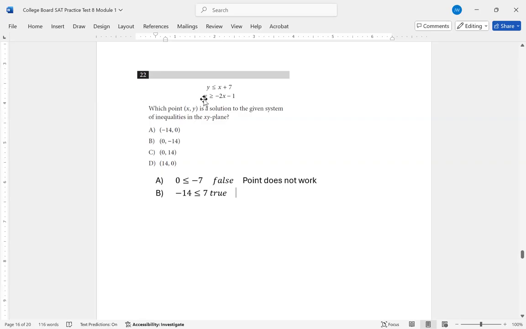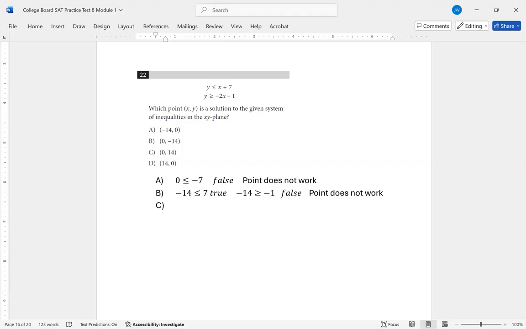Plug in (0, -14) into the second inequality. When I do that, I would end up with negative 14 is greater than or equal to negative 2 times 0 minus 1. That's saying that negative 14 is greater than or equal to negative 1. That's false. And so the point in B, which is (0, -14), does not work. So we have A and B as points that don't work.